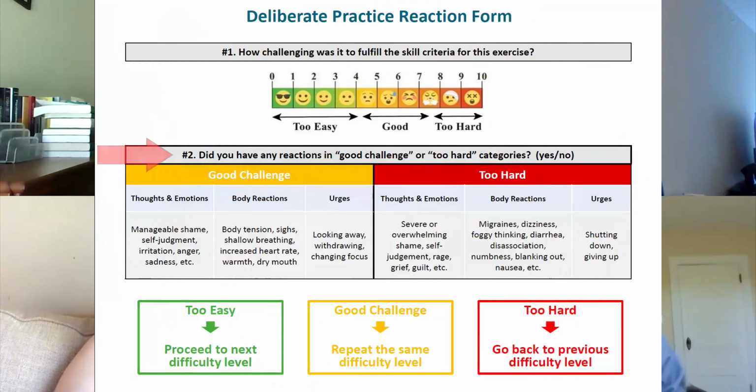But let's go on a bit to question number 2. Did you have any of the reactions in the good challenge or too hard categories? And before you answer, I want to emphasize, please don't tell us any of the individual reactions, but more just yes or no for each category, right? So us or your supervisor or anyone else knowing about your inner experience won't necessarily make you a better therapist, but you knowing about your inner experience will.